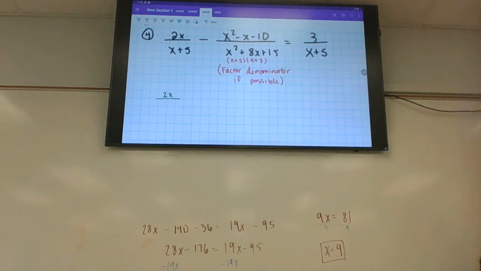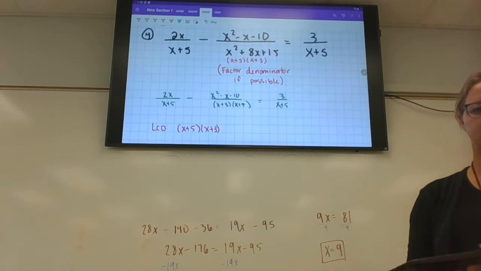So now it's 2x over x plus 5, minus x squared minus 10 over x plus 3 times x plus 5, equals 3 over x plus 5. So our LCD is x plus 5 and x plus 3. Every factor has to be in the LCD.